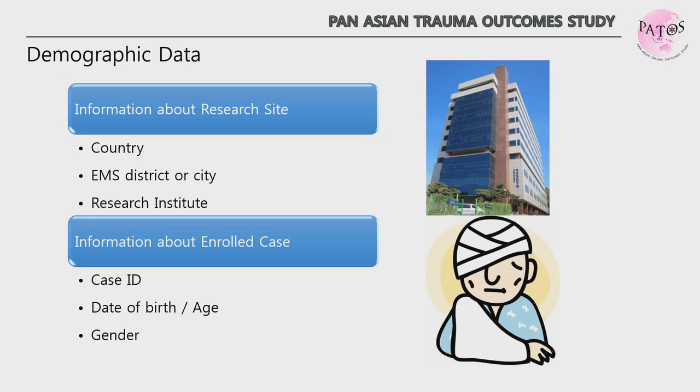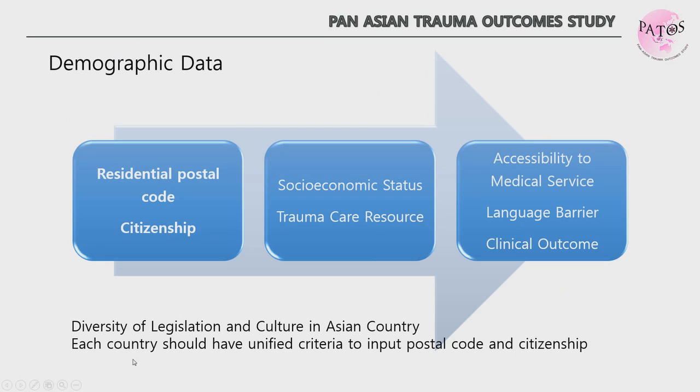Variables about research institution include country, EMS district or city, and name of the institution. These variables will be consistently recorded across all cases from each site. Second part would be information about a patient, which would include case ID, date of birth and age, and gender. Case ID in this case would be a registration number given to PATOS cases, and it is different from the patient registration ID provided by your institution.